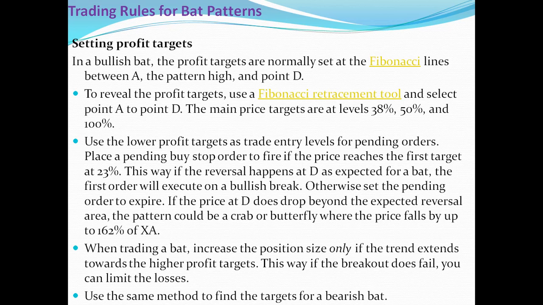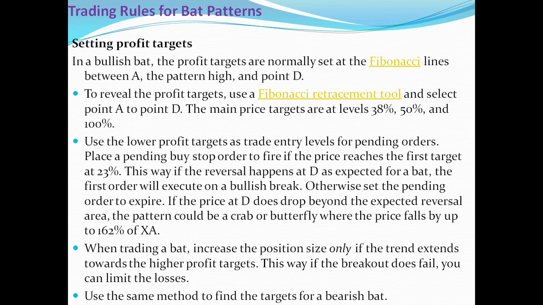Otherwise, set the pending order to expire if the price doesn't drop before the expected reversal. The pattern could be a crab or butterfly, where the price falls 162% of XA. Please remember, this point has to be noticed. Trading a bet, increase the position size if the trend extends towards the higher profit target. This way, if the breakout does fail, you can limit losses.